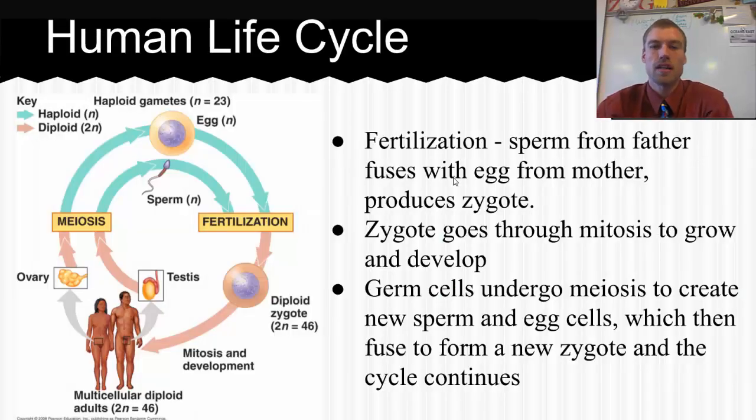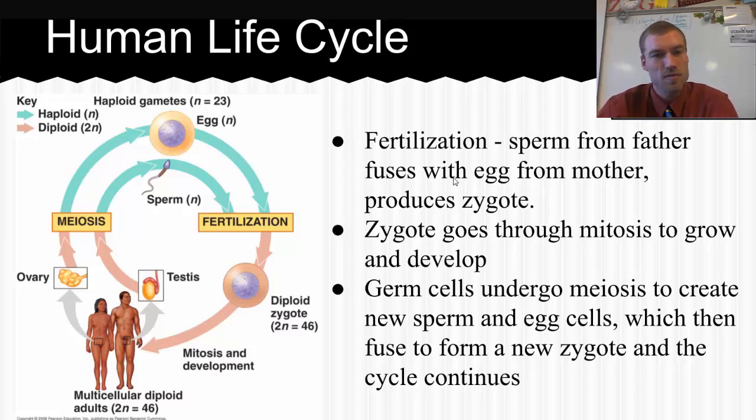So, the human life cycle. It starts off with the sperm and the egg. The sperm and the egg are both haploid gametes. They fuse together in the process of fertilization. Once that occurs, you take the 23 chromosomes in each of them, put them together, and now you have the diploid zygote. The zygote goes through mitosis to grow and develop. It turns into an adult human. And then the germ cells, which are the ones that create the sex cells, create new sperm and egg cells, which then fuse, form a new zygote, and the cycle continues.